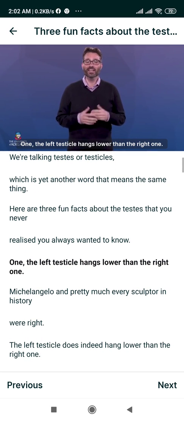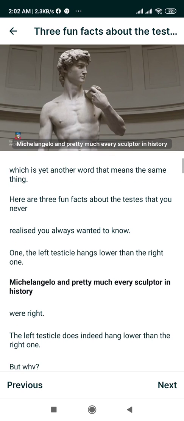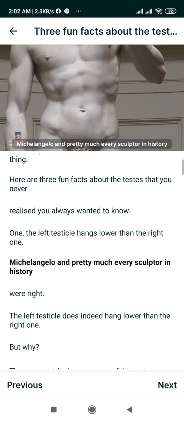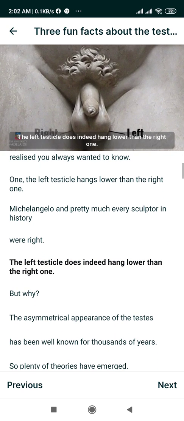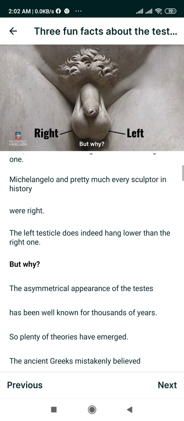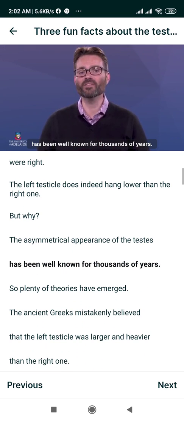1. The left testicle hangs lower than the right one. Michelangelo and pretty much every sculptor in history were right. The left testicle does indeed hang lower than the right one. But why? The asymmetrical appearance of the testes has been well known for thousands of years, so plenty of theories have emerged.